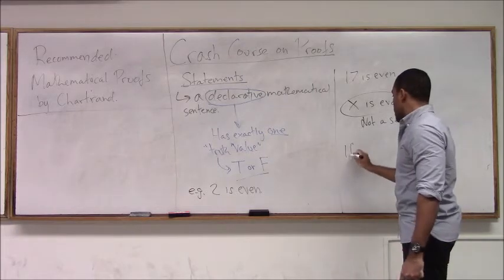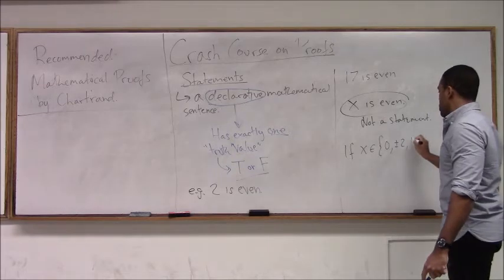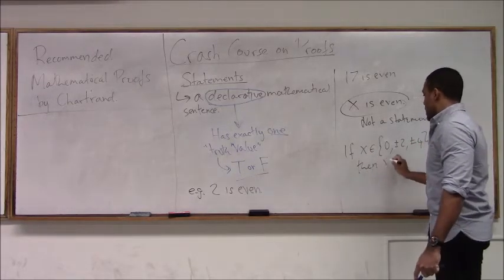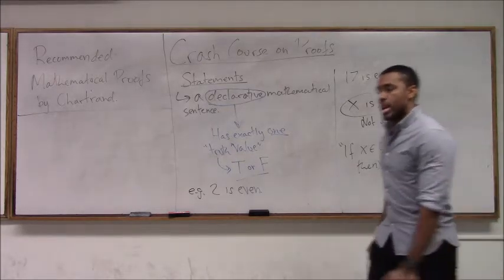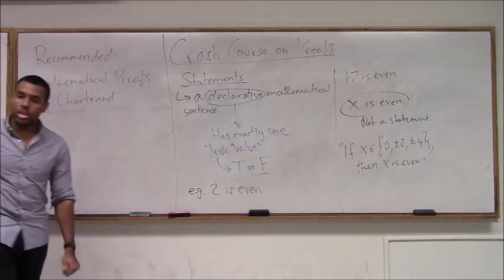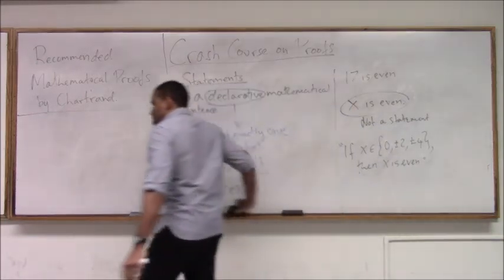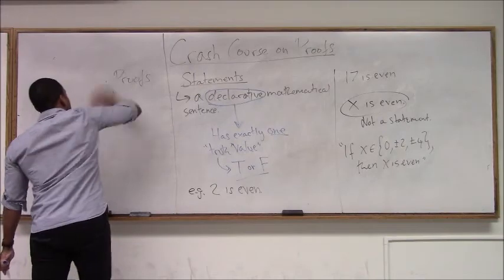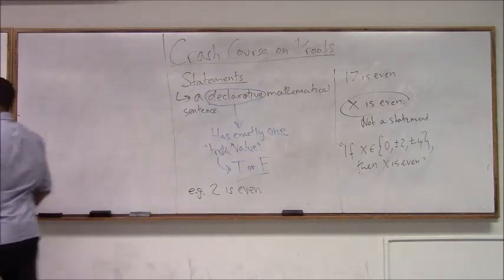However, if I said something like, if x is an element of {0, plus or minus 2, plus or minus 4}, then x is even, that's a statement. Now that's declarative. Now I can be sure whether that's a true or false statement without any ambiguity. So that's what a statement is. A declarative mathematical statement. Declarative means it has one truth value. It'll either be true or false, not both, not neither. Okay?